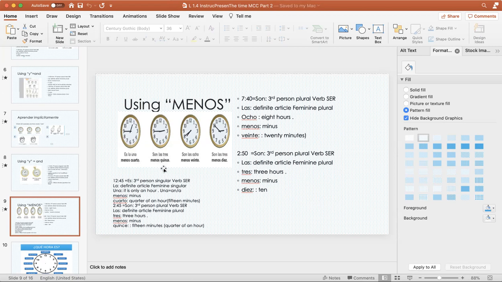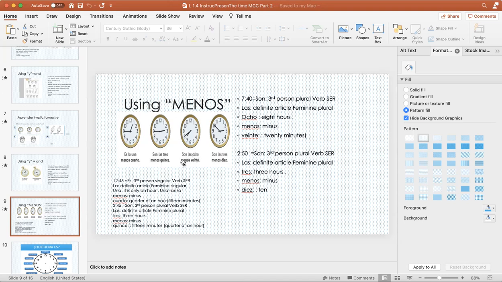Son las 3 menos 15. So now here they're just using quince, just like we saw before. Instead of cuarto, they're using quince. It's the same thing, 15 minutes. So again, it's saying that it's 3 o'clock. But if you look, the arrow is on the 9, which is 45 minutes. So it's not yet 3 o'clock. So what we do, we mention the hour that we're trying to reach, which is 3 o'clock, minus the minutes to reach it. So son las 3, it's 3 o'clock, but minus 15 minutes because we're not there yet. So son las 3 menos 15. ¿Es lógico? Is it logic so far? Yes? Muy bien. Okay, let's go to the next one.